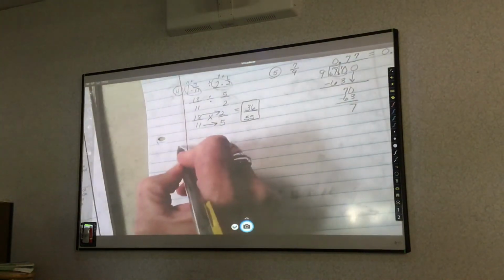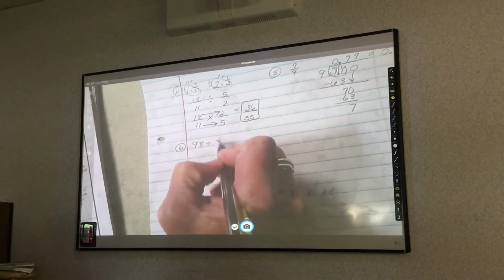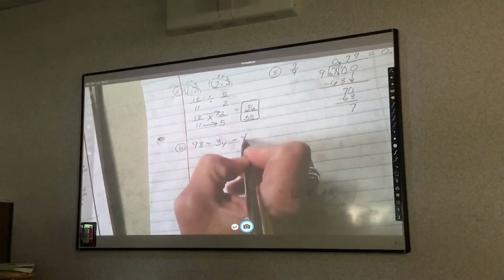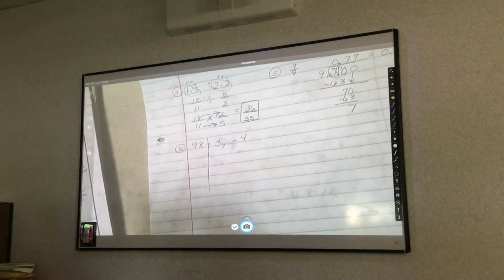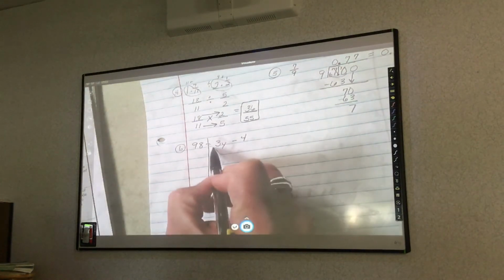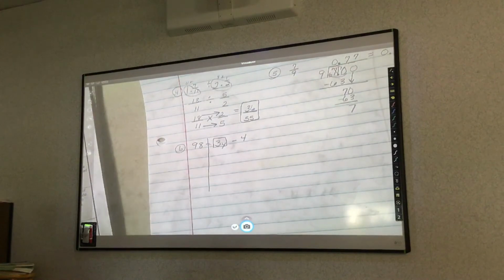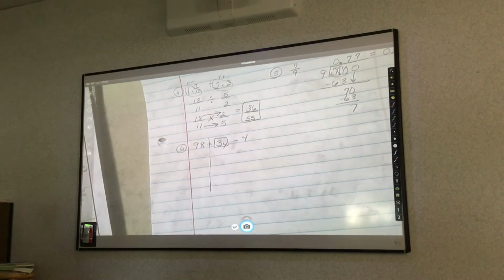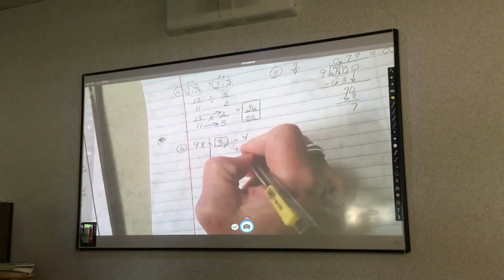Number 6. You should at least be able to copy the problem like it is in the paper. Draw a line through the equal sign, because that's our magical line. Put a box around 3y, because the y, we don't want to move him. We want him to stay put. So now what do we do? Add 4 to both sides.